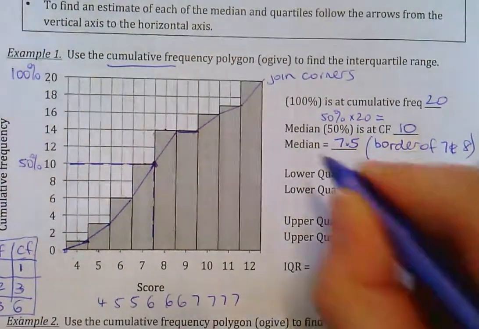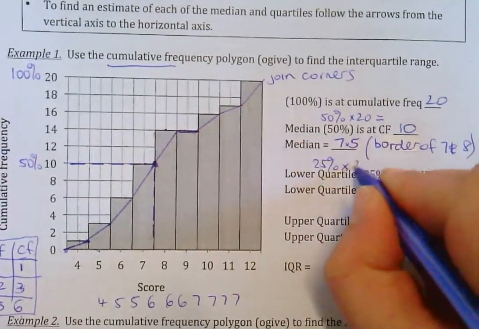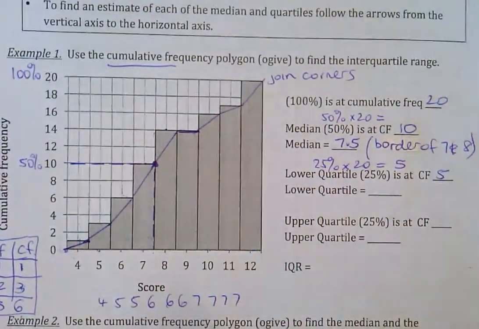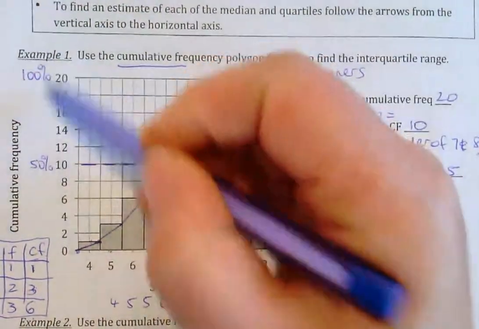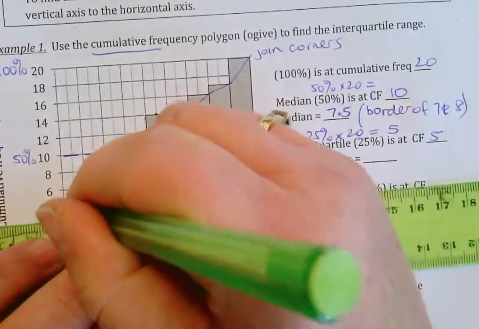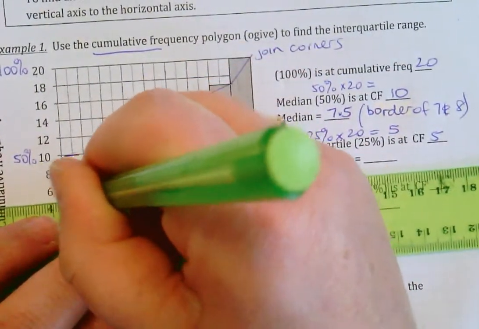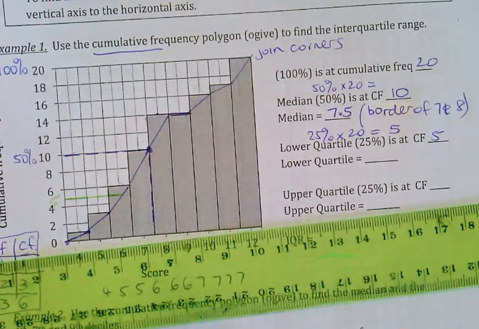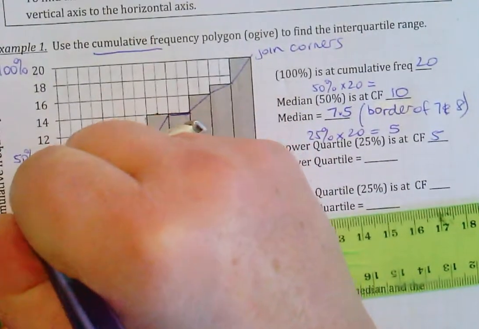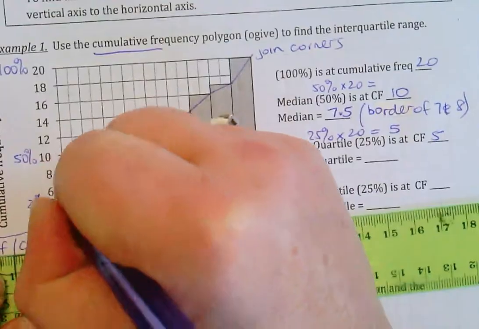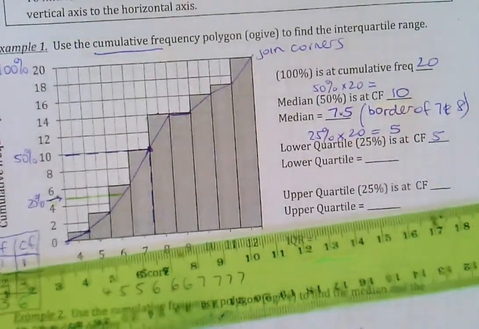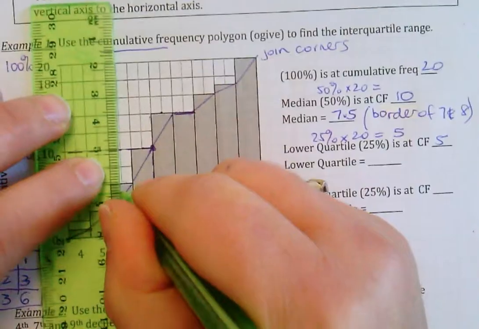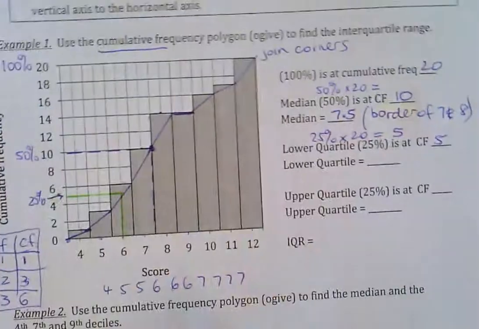Quartile, 25%. So 25% of 20 scores will occur at cumulative frequency 5. Does it make sense? Yeah. Like if that's 100%, 50%'s there, a quarter of the way is at 5. So you're going to have to estimate where that is. So 25% will be here at 5. Do you get that? That would be 5. And then you come down and you read it to be 6. Are we good with that?